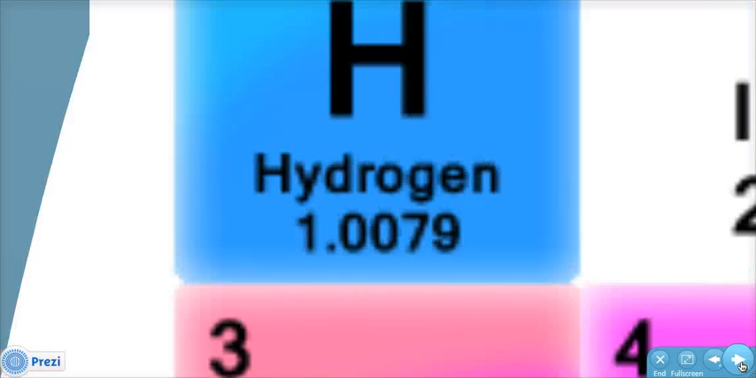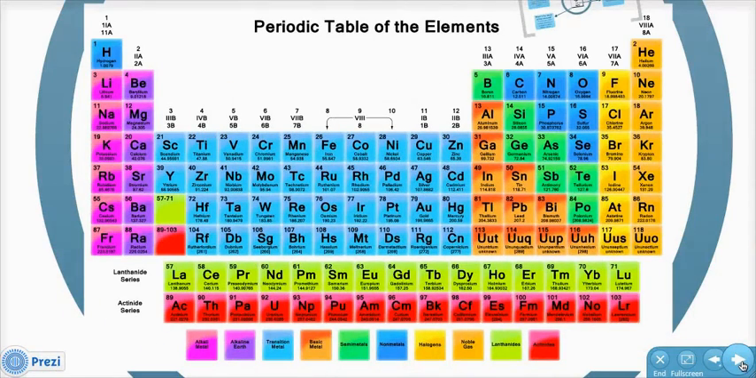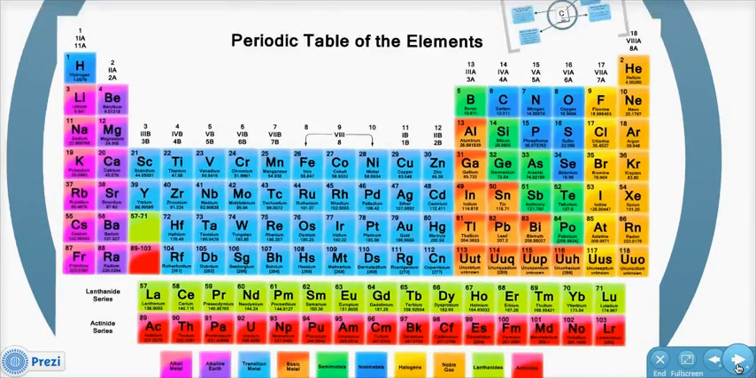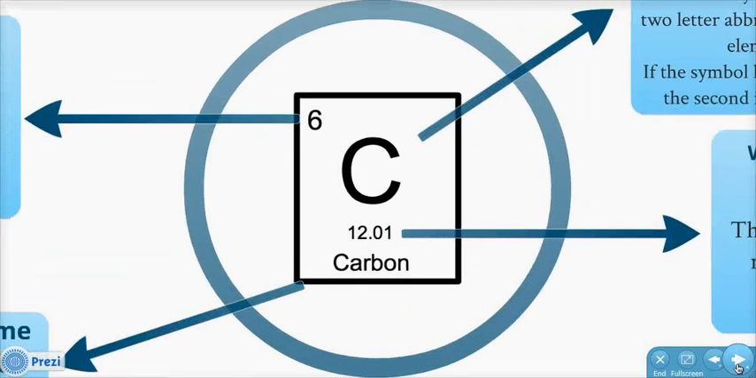And at the bottom, we see the mass number, 1.0079 for hydrogen. So that's that one. But there are many more, each with all of these numbers and symbols. But what do all of these numbers and symbols mean? Let's take a closer look at one of these boxes and analyze it.